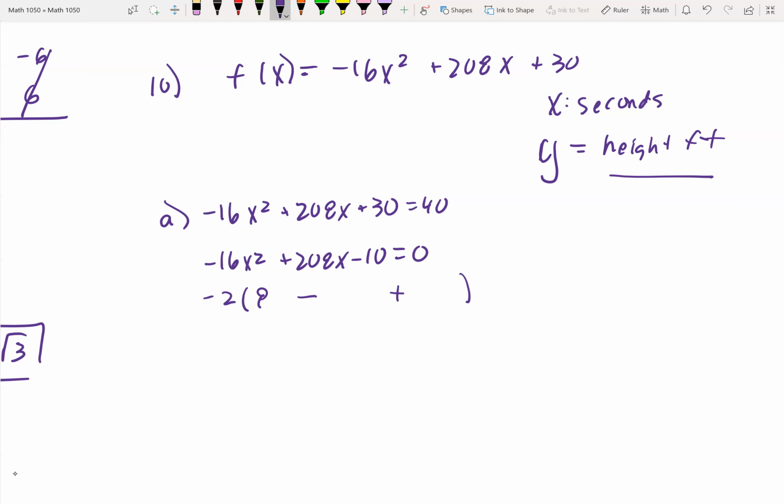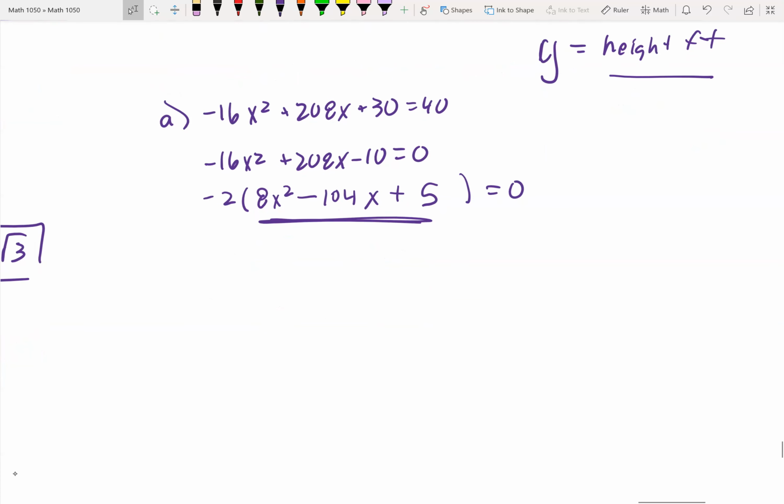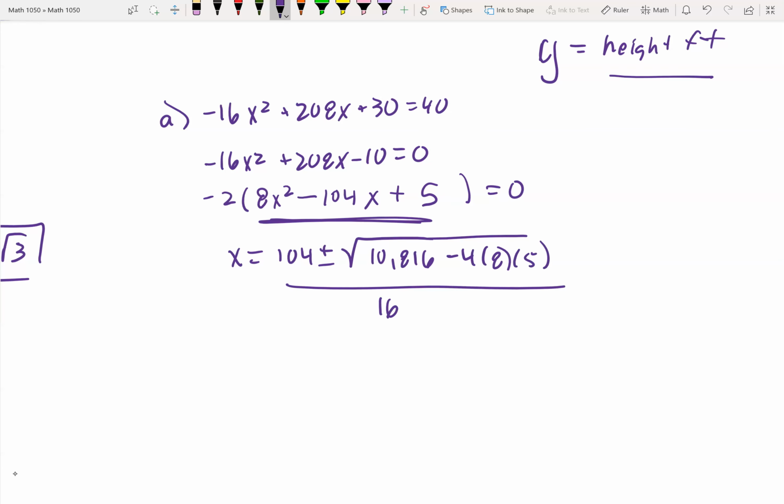16 divided by 2 is 8x squared. 208 divided by 2 is 104x. And 10 divided by 2 is 5. Don't forget your equals 0. I'm going to use the quadratic formula now using those. So I have x equals 104 plus or minus the square root of 104 squared, that's 10,816, minus 4 times 8 times 5, all over 2 times 8, which is 16.